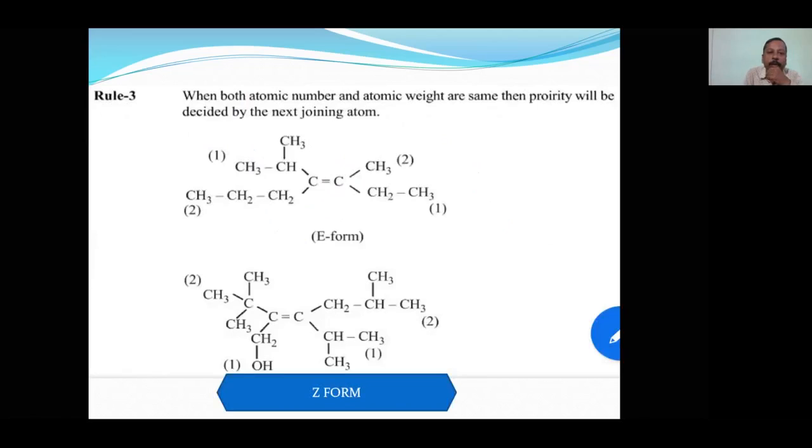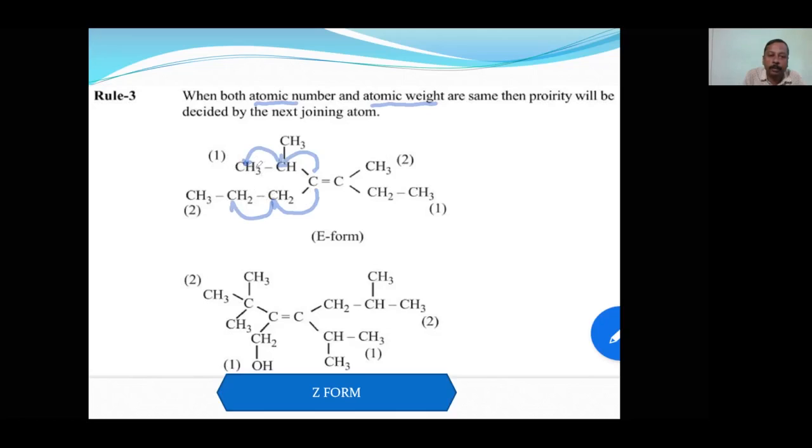Rule 3. In rule 3, when both atomic number and atomic weight are the same, then we go for the next group attached here. Priority will be decided by the next joining atom. So here, to this carbon atom, this is the carbon. To this carbon, this is the carbon. After this is also carbon, after this is also carbon. Then you can keep on comparing.